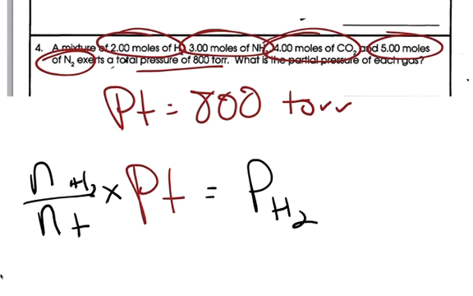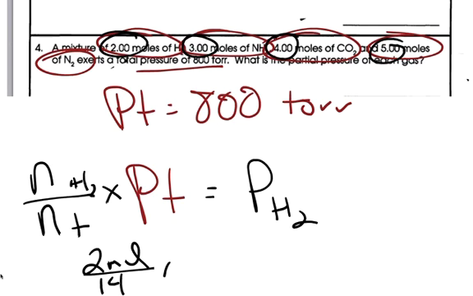So let's just do that one. There's 2 moles of hydrogen. My total number of moles is 2, plus 3 is 5, 9, 14. So 2 over 14 times 800 will give me the pressure of my hydrogen.